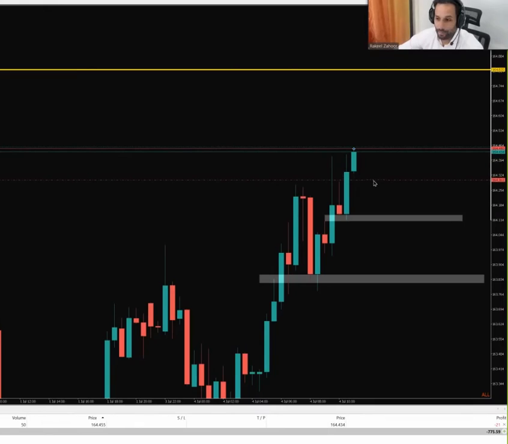So I've executed a buy right here as we broke above the high for price to continue pushing up here in pound yen.